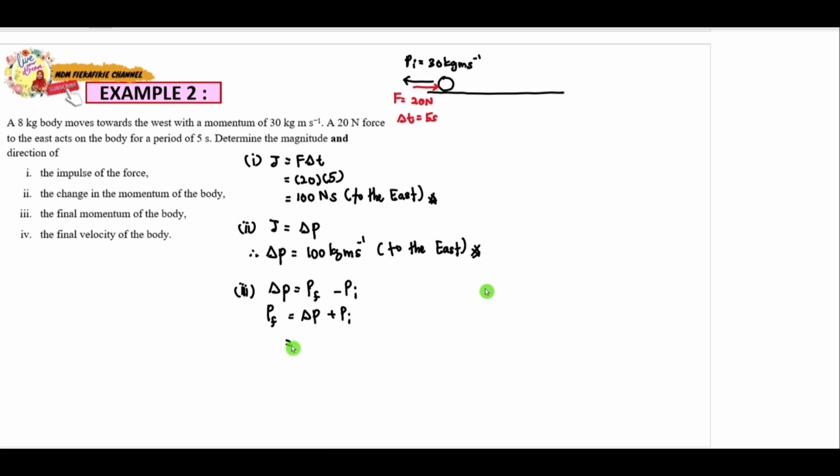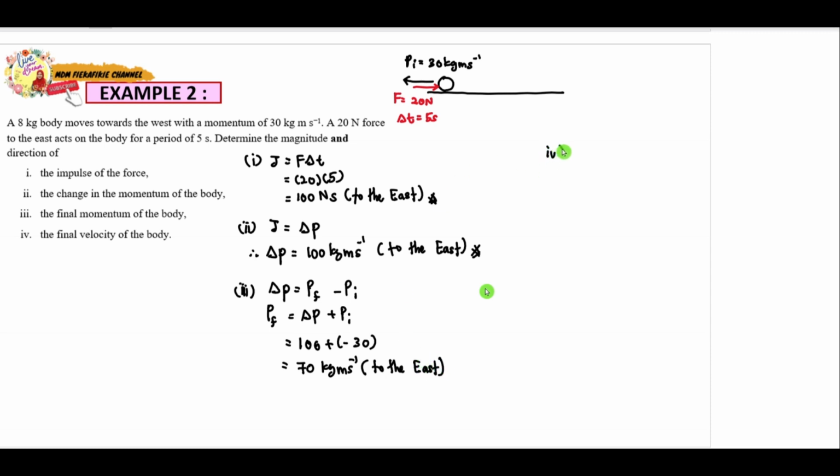So delta P is equal to 100, and given that initial momentum is 30 kg meter per second and the direction is towards the west. So plus negative 30, okay, and then the final momentum should be 70 kg meter per second and the direction is to the east, since the value is positive.